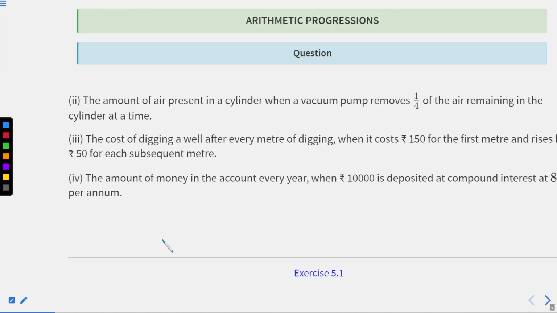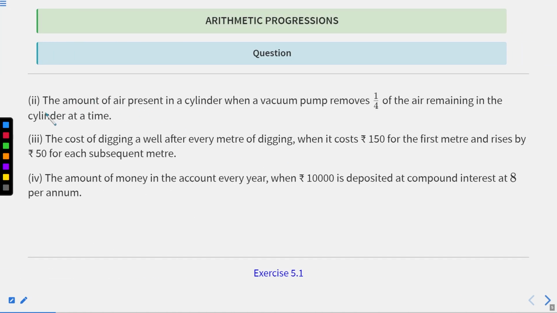Now for the second question. It says the amount of air present in a cylinder when a vacuum pump removes 1/4 of the air remaining in the cylinder at a time. Let us solve this problem. Basically we have to find the list of numbers, then check whether the list of numbers forms an AP or not.